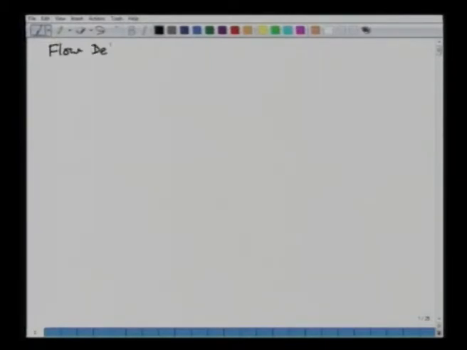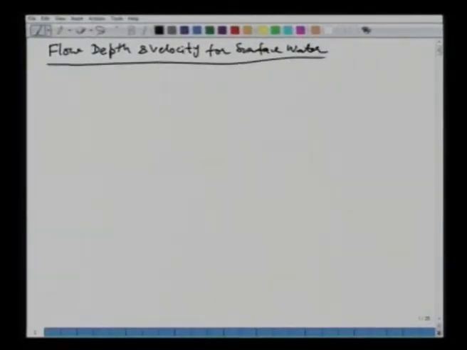So, what we are looking at is the expression for flow depth and velocity for surface water. We will analyze the surface water first as the overland flow and then later on as the channel flow. We have already written down the various variables that are involved and the control volume. Then we said that we would write the continuity and momentum equations for the control volume which we have considered in this particular case.